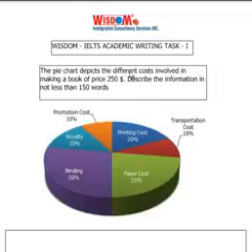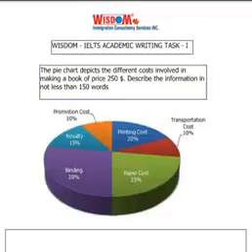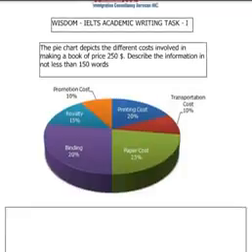The pie chart depicts the different costs involved in making a book of price $250. Describe the information in not less than 150 words. So remember, your time is 20 minutes and your minimum word limit is 150 words. There is no maximum word limit, so you can stretch as much as you want to. Let's go ahead and start with the introduction.